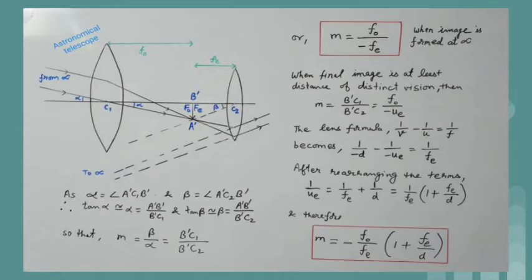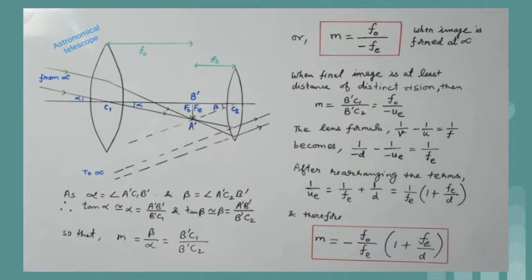As alpha is equal to angle A'C1B' and beta is equal to angle A'C2B', therefore tan alpha, nearly equal to alpha, is equal to A'B' by B'C1, and tan beta, nearly equal to beta, is equal to A'B' by B'C2, so that M is equal to beta by alpha is equal to B'C1 by B'C2, or magnification M is equal to fo by minus fe. The negative sign here indicates that the final image is inverted.